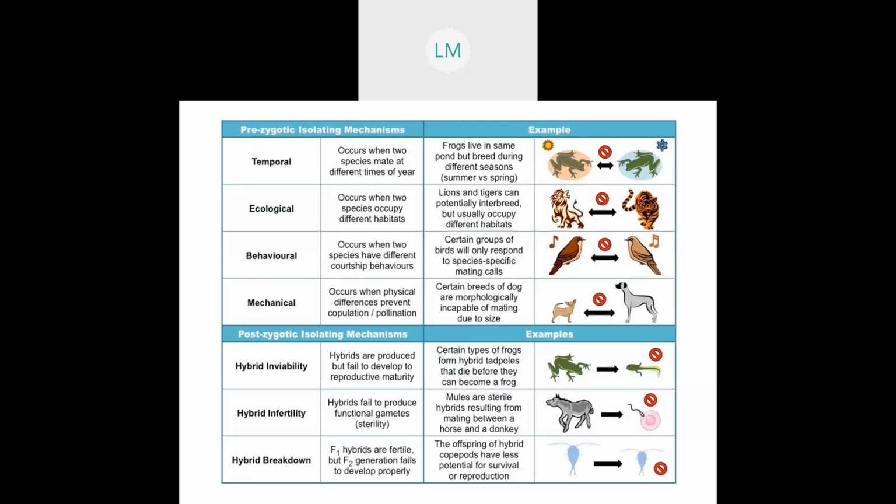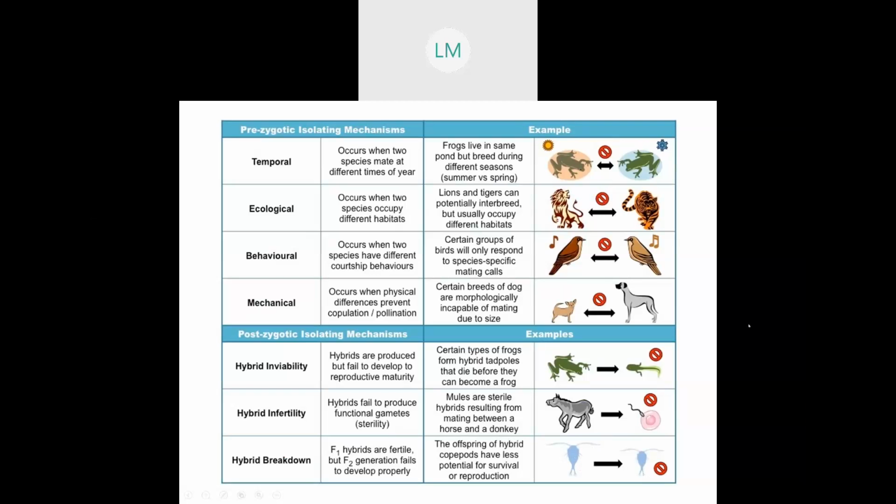And then the last one is called hybrid breakdown. So this is where our hybrids are fertile, and they might even be able to produce gametes that are functional, right? They're fertile, they're producing these functional gametes, but when these gametes combine, that generation fails to develop. So the offspring of hybrids, this is talking about copepods. These are plankton that live in the ocean. So copepods are not able to survive and reproduce. So this individual itself is a hybrid, but it can't create offspring that are able to survive and reproduce. So that's called hybrid breakdown.